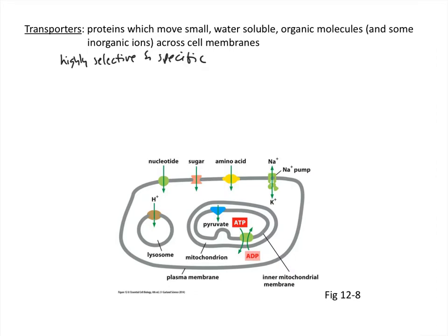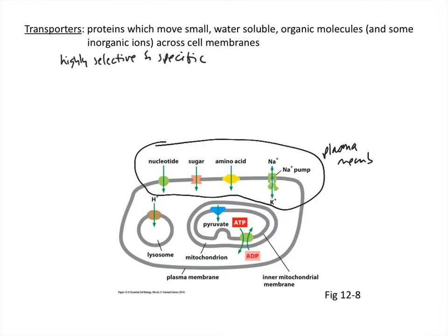So looking at this figure, here's a couple examples. Basically, you can see that there's a cell that's drawn here, and that we're focusing in on some different membranes. First off, we're going to start by looking at the plasma membrane and the different transporters that are highlighted here. For the plasma membrane, in this particular cell, it's highlighted that they have transporters which can move certain nucleotides, certain sugars, certain amino acids, and also sodium and potassium across the membrane in a directional fashion, and that's the sodium-potassium pump.